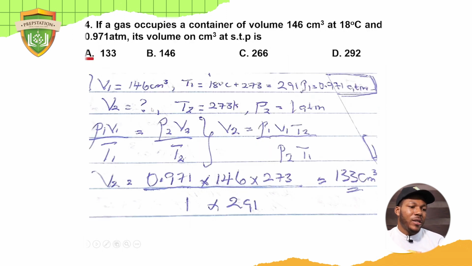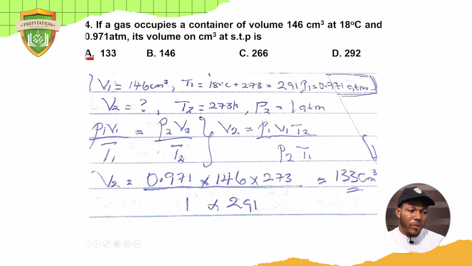Okay, another example: if a gas occupies a container of volume 146 centimeter cube at 18 degrees Celsius and 0.971 atm, what will be its volume? Now, which law is this? You must identify the law based on what is given. Now you are given almost everything here. So the best law that suits this is the combined gas equation. You're looking for V2. So pick out the parameters very well.